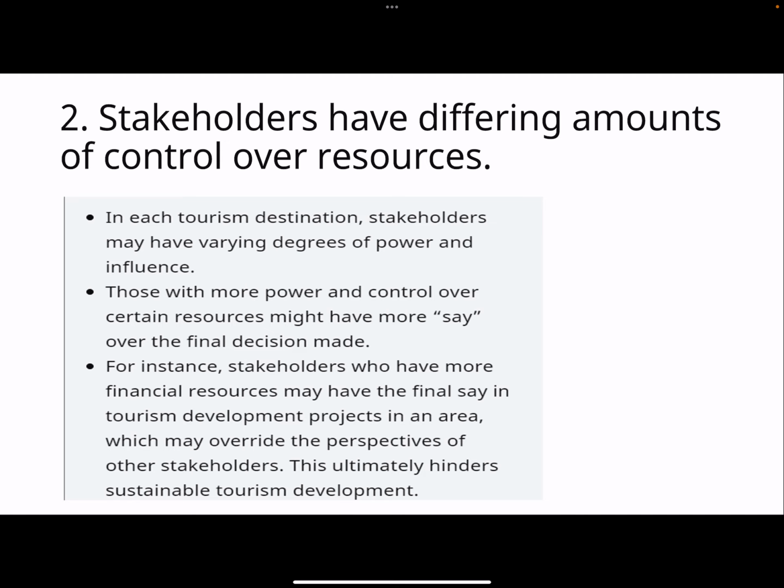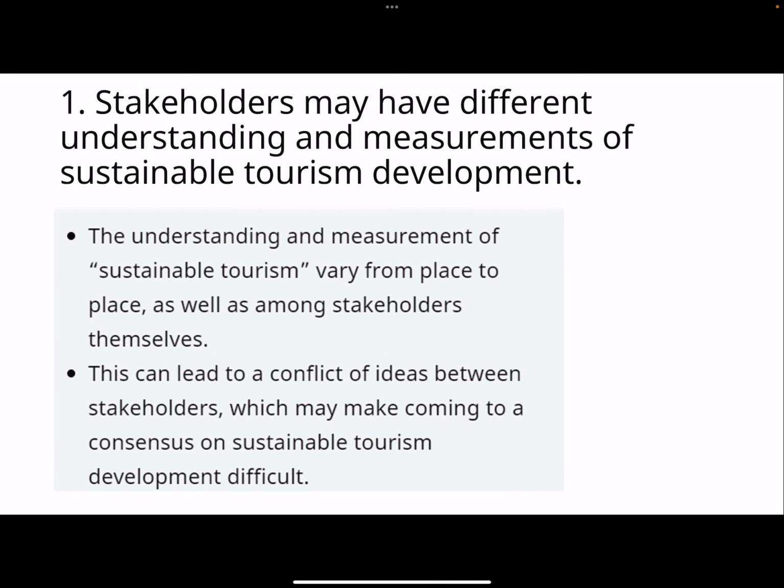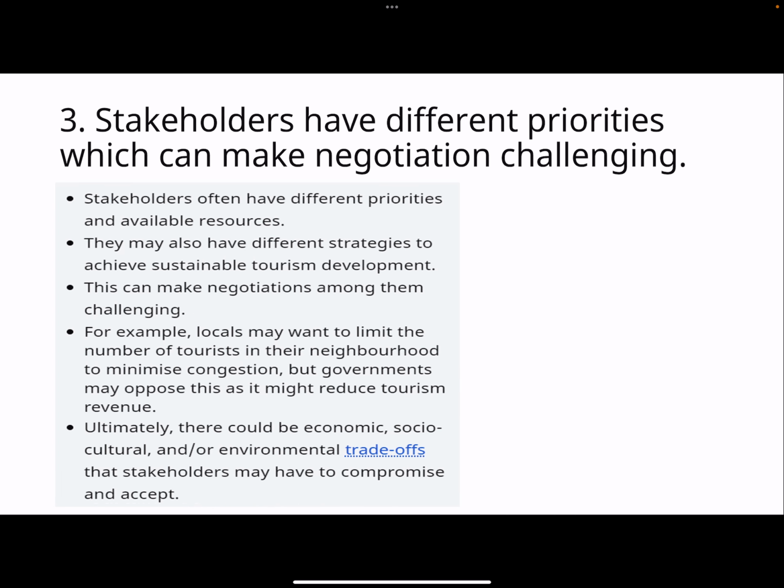Okay, next, the resources. Every stakeholder in the group of five each has a different amount of control over the resources. Some have more say over what is finally taken to be done. For example, the government may have the most say, because the government can actively turn away tourists. Okay, and say this area is closed for tourism, no tourism at all, and then the rest of you, too bad, find somewhere else to destroy. So amount of control is the other one. Understanding amount of control, right?